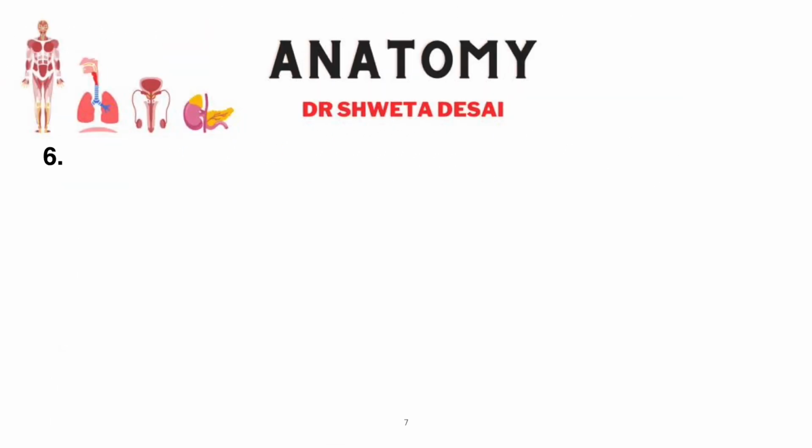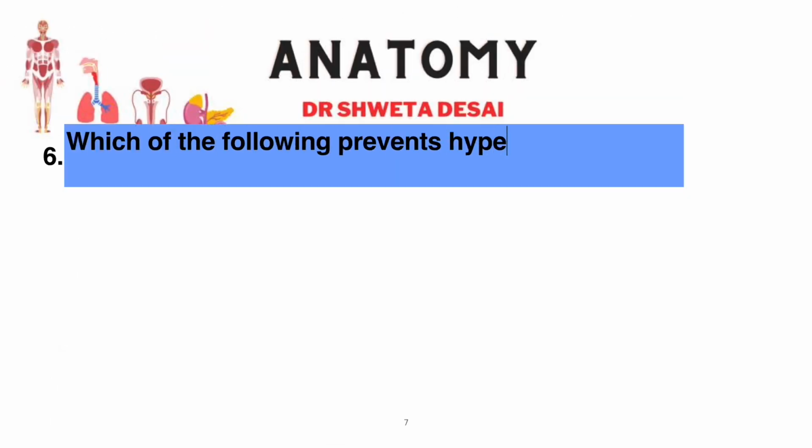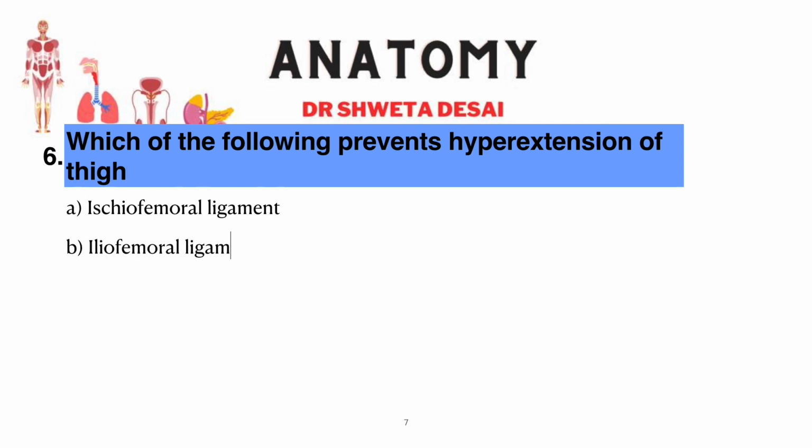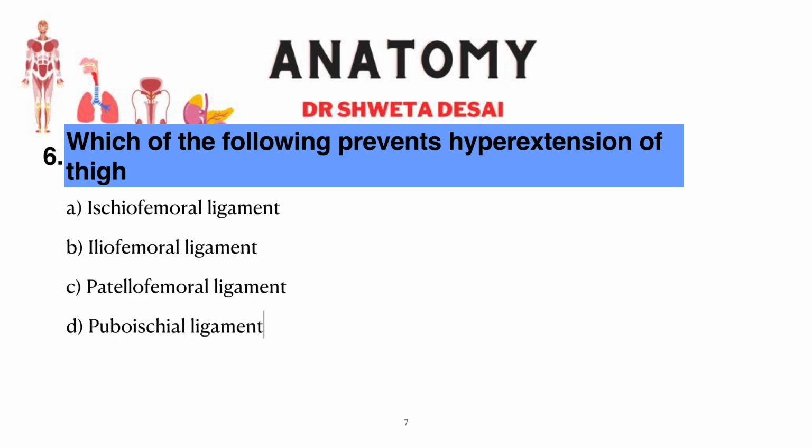Question number 6. Which of the following prevents hyperextension of thigh? A. Ischiofemoral ligament, B. Iliofemoral ligament, C. Patellofemoral ligament, D. Puboischial ligament. The correct answer is B. Iliofemoral ligament.